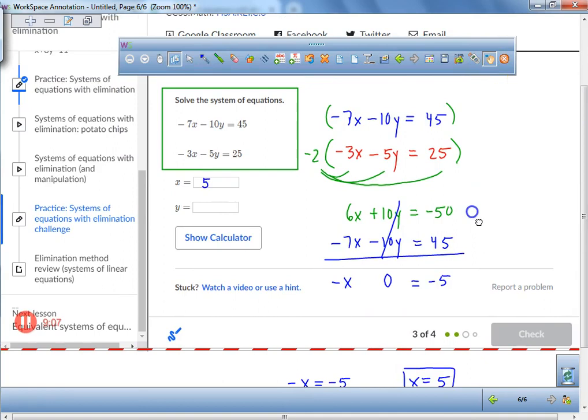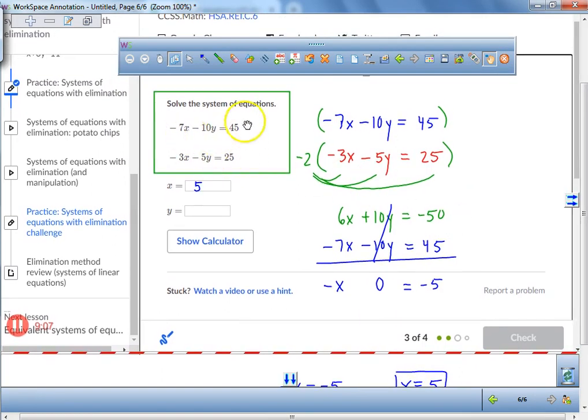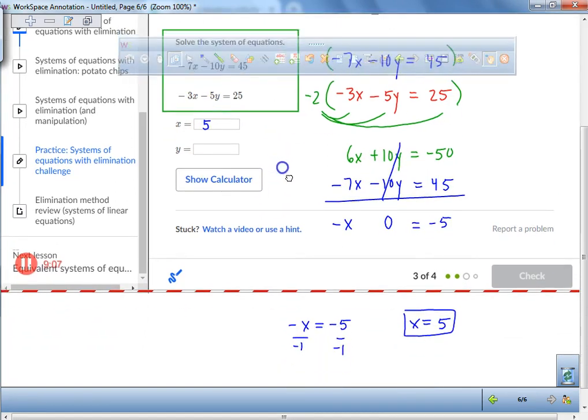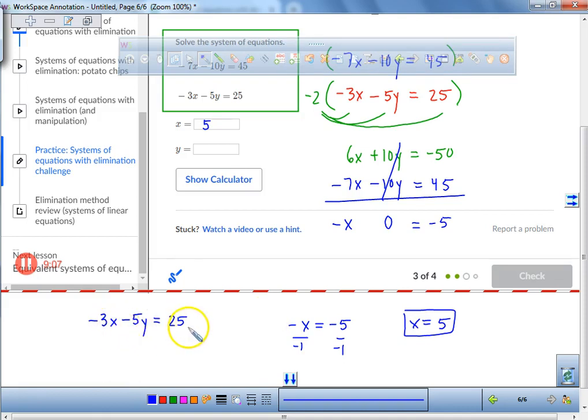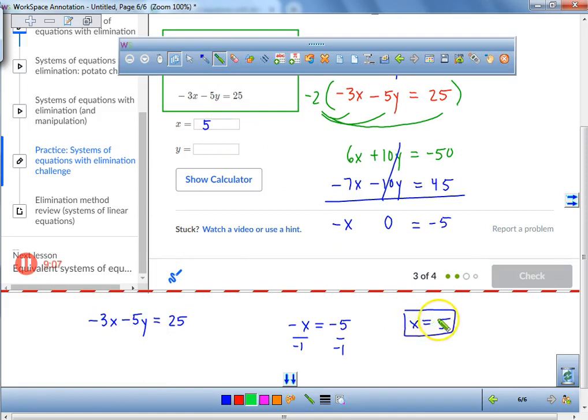Okay. Which equation do you guys want to use? You guys want to use the top equation or use the bottom one? Okay, let's use the bottom one. So I'm going to rewrite the bottom equation right here. Negative 3x minus 5y equals 25. Okay. Negative 3x minus 5y equals 25. Now, what are we going to plug in? We're going to take what? x equals 5 and plug it in right there.